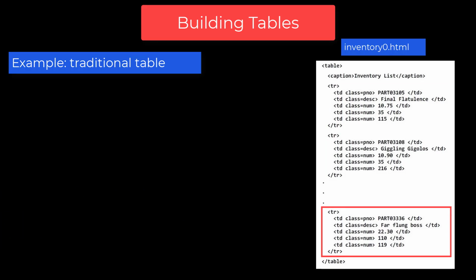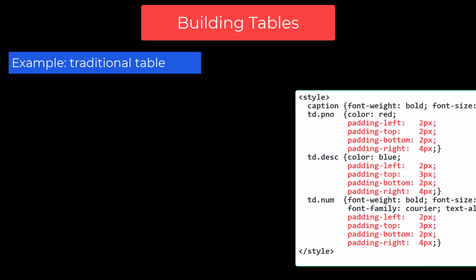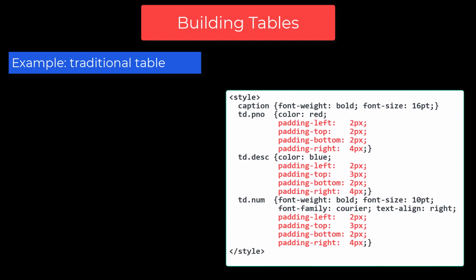It displays this way. So we can take a look at the part numbers in red, the descriptions in blue, and the numeric fields are on the right there all in black. Looks like the columns would be more readable if there was a little more room between them. Well, I did some trial and error, and I got this. And in the style for td.pno, I added padding left, top, bottom, and right. And similarly for description and numeric fields.